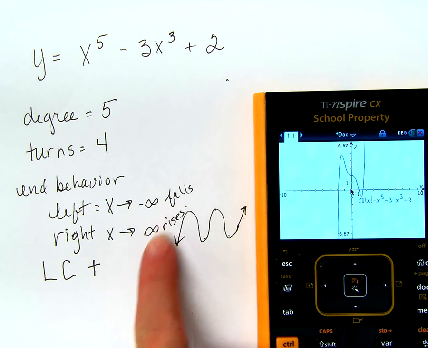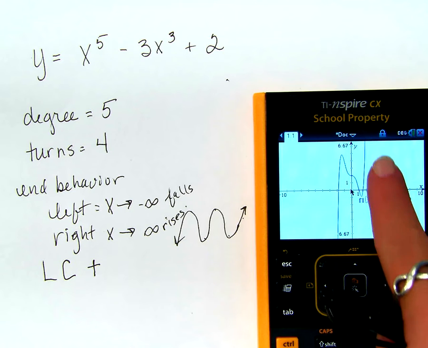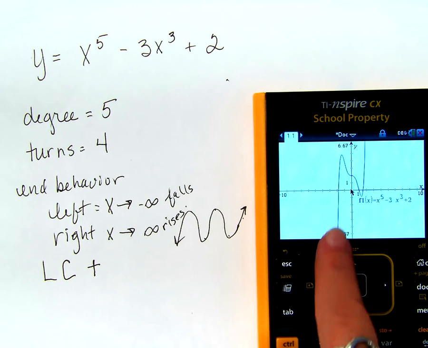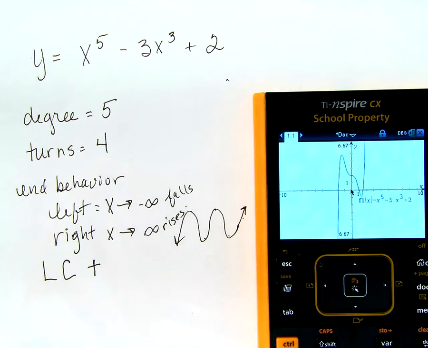Does it rise to the right? Does it fall to the left? Yes. Does it have 4 turns? I only see 2. I see 1 right here, and I see 1 right here. This one's just kind of going over. It's not really changing direction. It's still rising, isn't it? Not this time. There might be, but it's too small for us to tell. So for now, we're just going to say that there's 2.